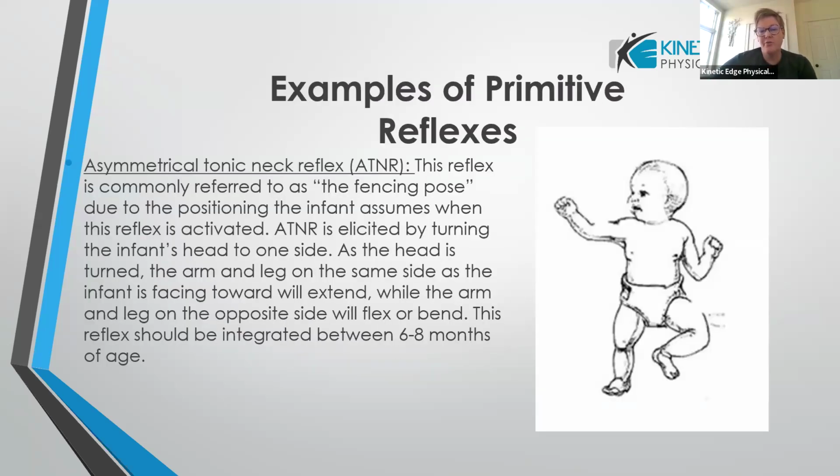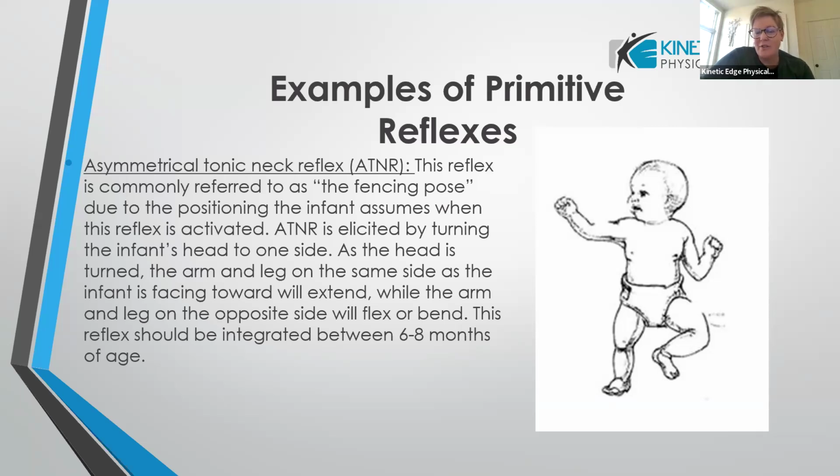So we are going to go through some different examples of different reflexes and some of the things that we may see if those reflexes are retained. The first one that we're going to talk about is the asymmetrical tonic neck reflex, or the ATNR. You can see a picture of this baby. It's that cute little fencing pose, positioning.